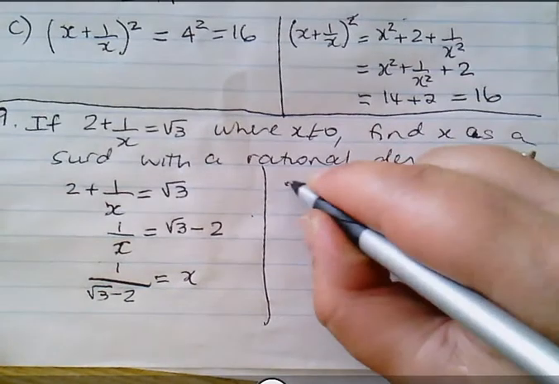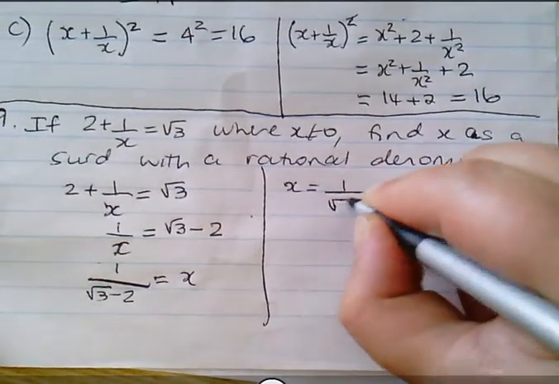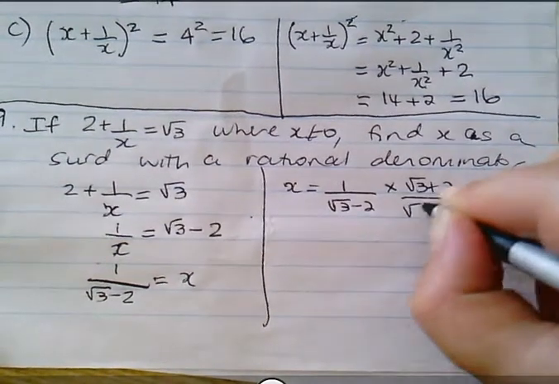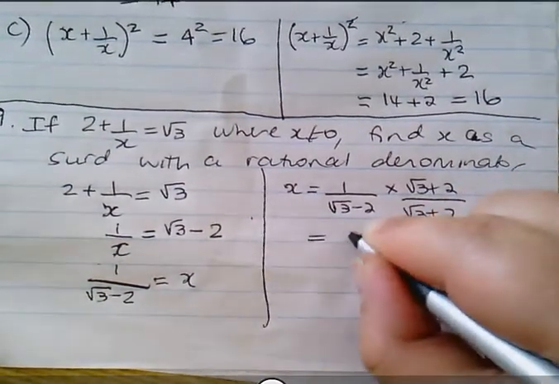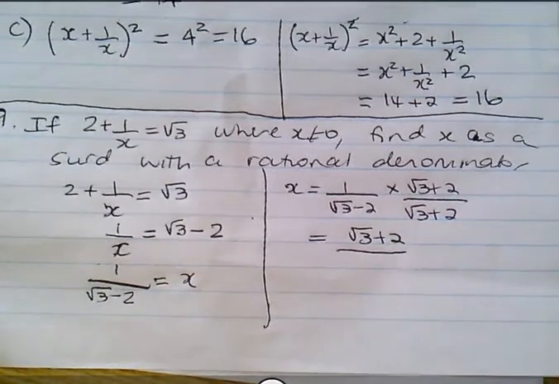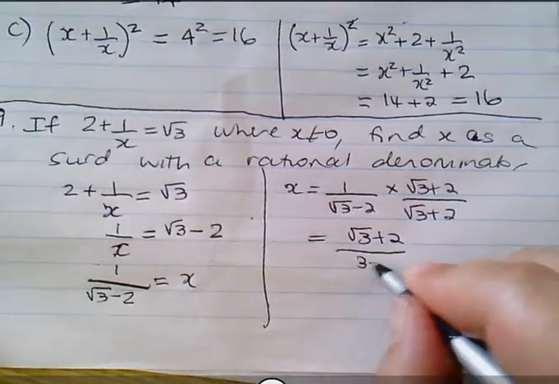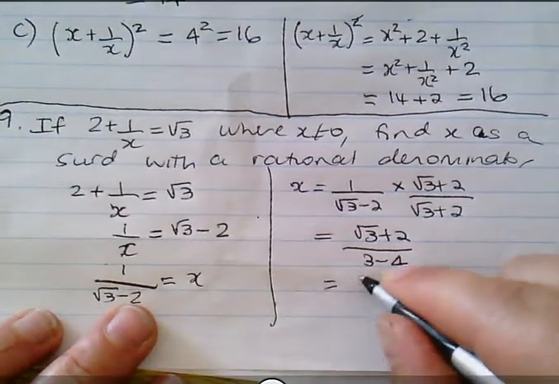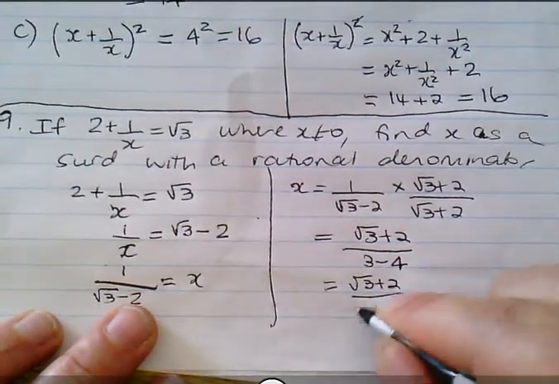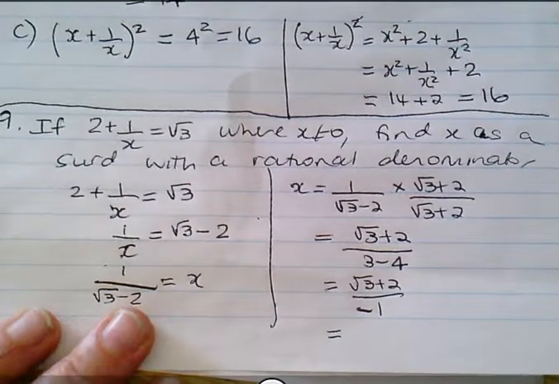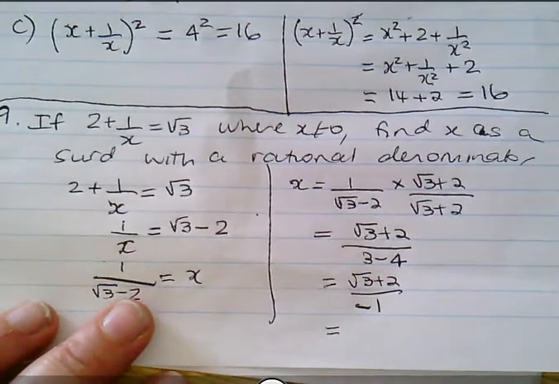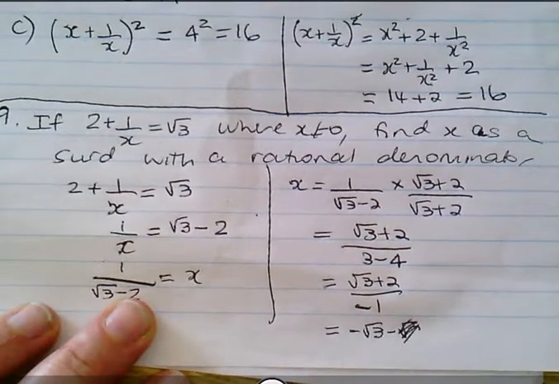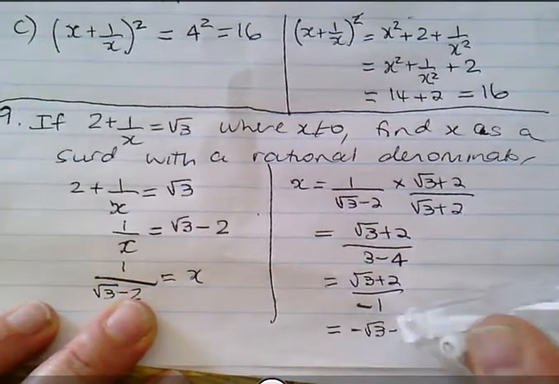So now, therefore, x is 1 over root 3 minus 2 times root 3 plus 2 over root 3 plus 2, which is root 3 plus 2 over, isn't that 3 minus 4, which is negative 1. So we just divide both terms by negative 1, and you get negative root 3 minus 2. And that's it.